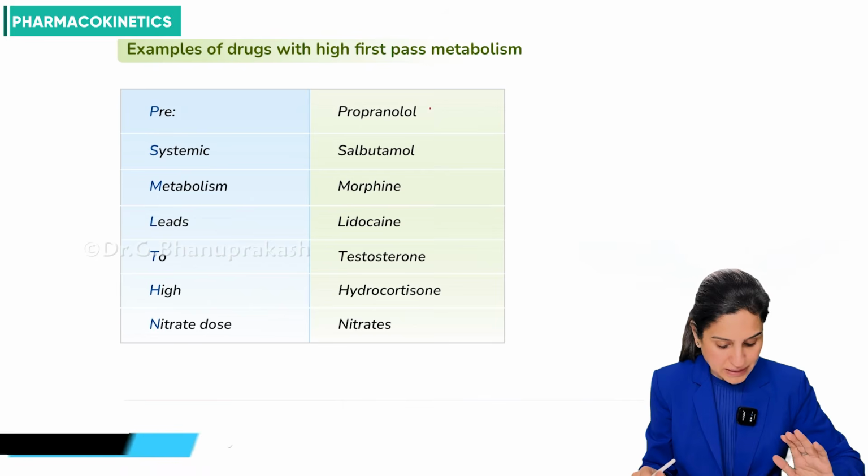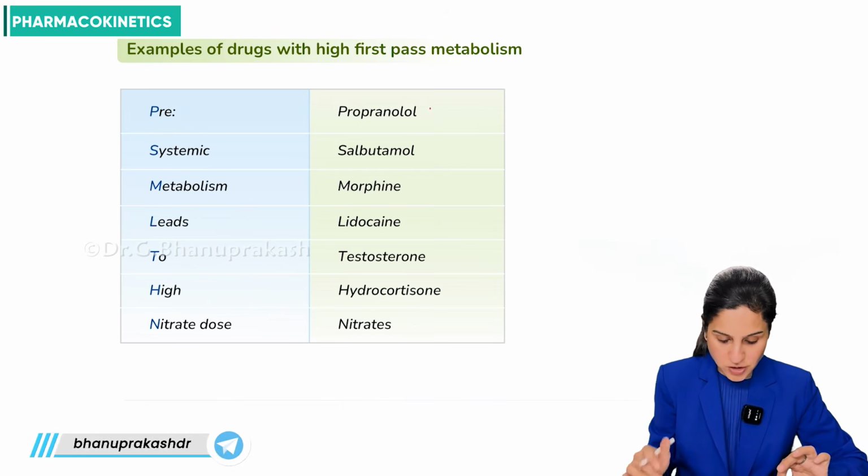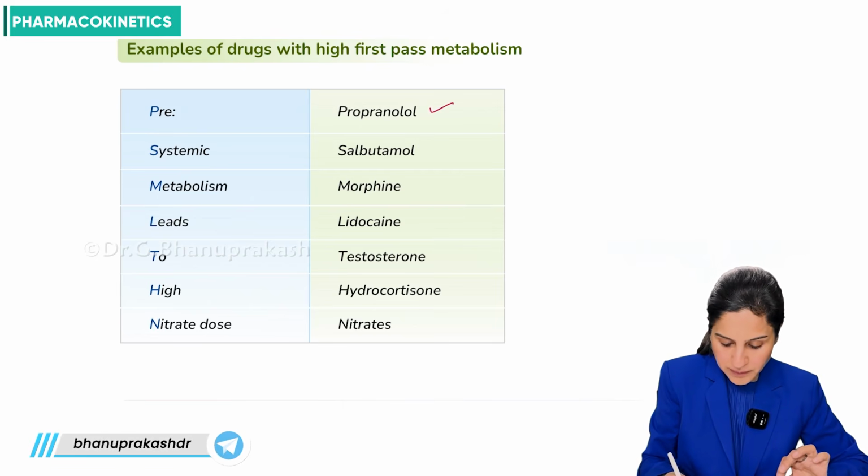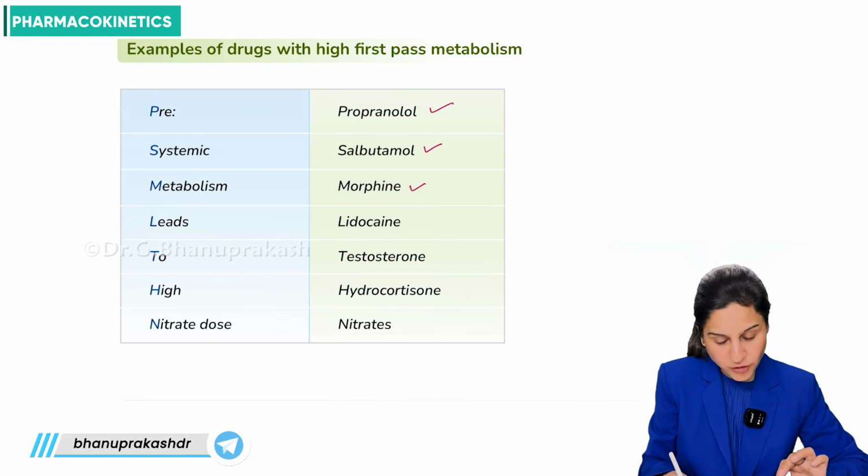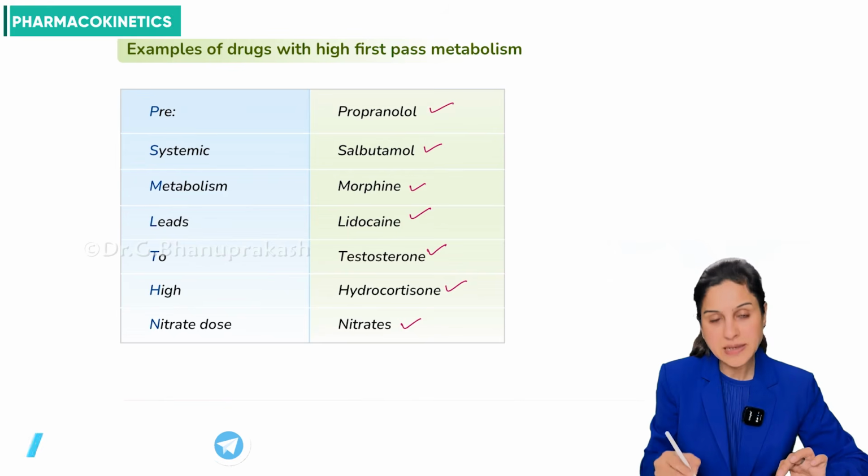Examples of drugs which have high first pass metabolism can be memorized by this mnemonic: Pre-systemic metabolism leads to high nitrate dose. So, pre: it is propranolol, salbutamol, morphine, lidocaine, testosterone, hydrocortisone and nitrates.